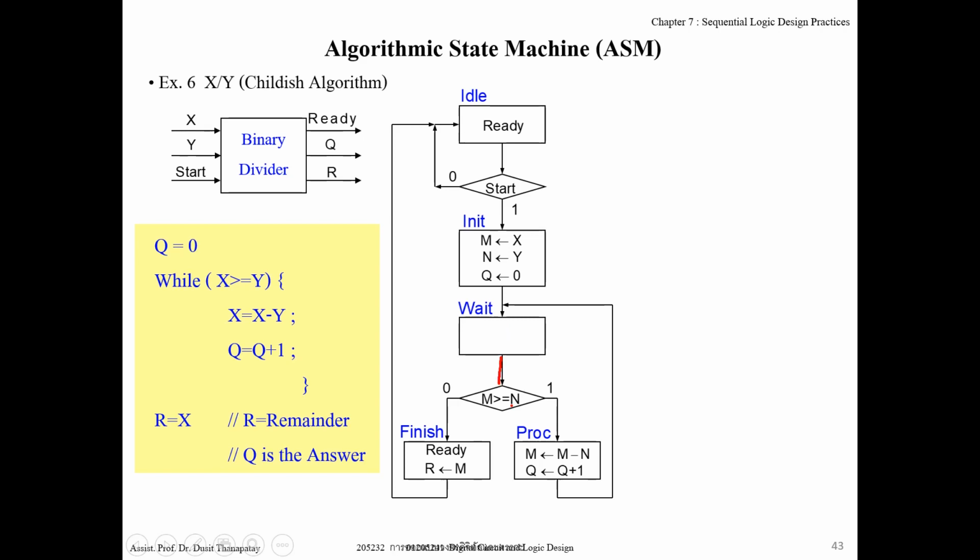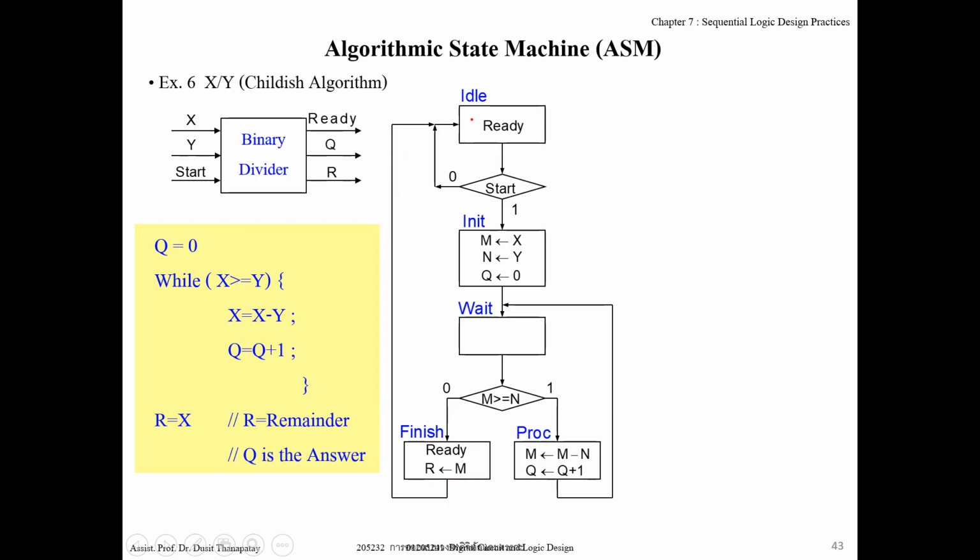And if M is greater or equal to N, go to state process and do the subtraction and increase variable Q by 1. And then go to state wait and repeat this until this condition becomes false. Then go to state finish. At this state, ready becomes active, and assign the value of M to R to keep the remainder. And then when the clock ticks, go to state idle again, to do the next calculation.